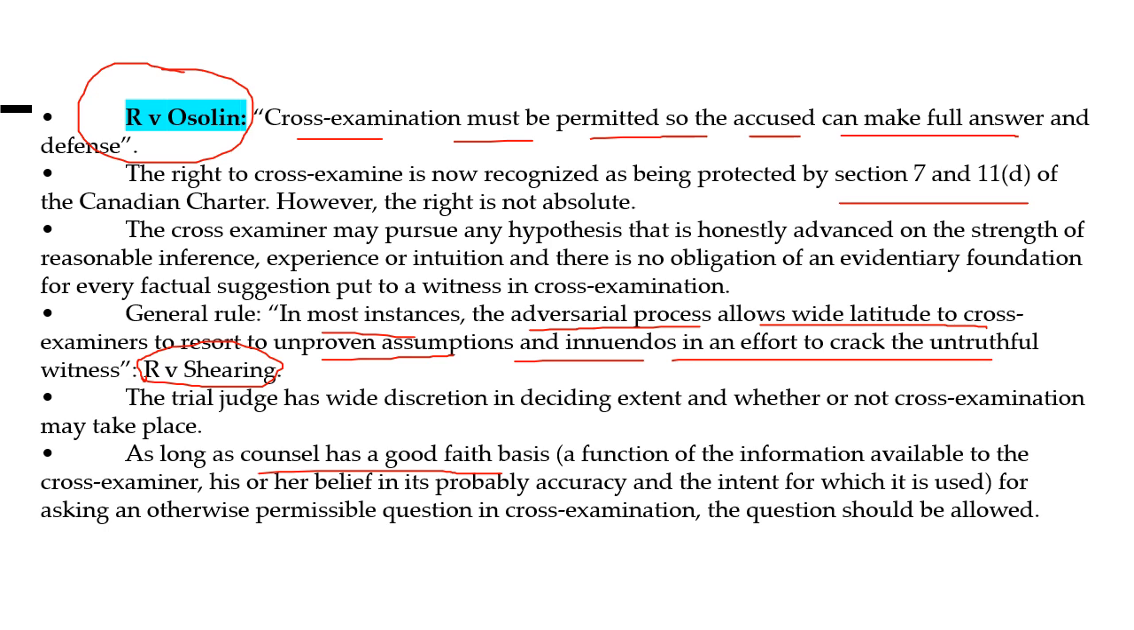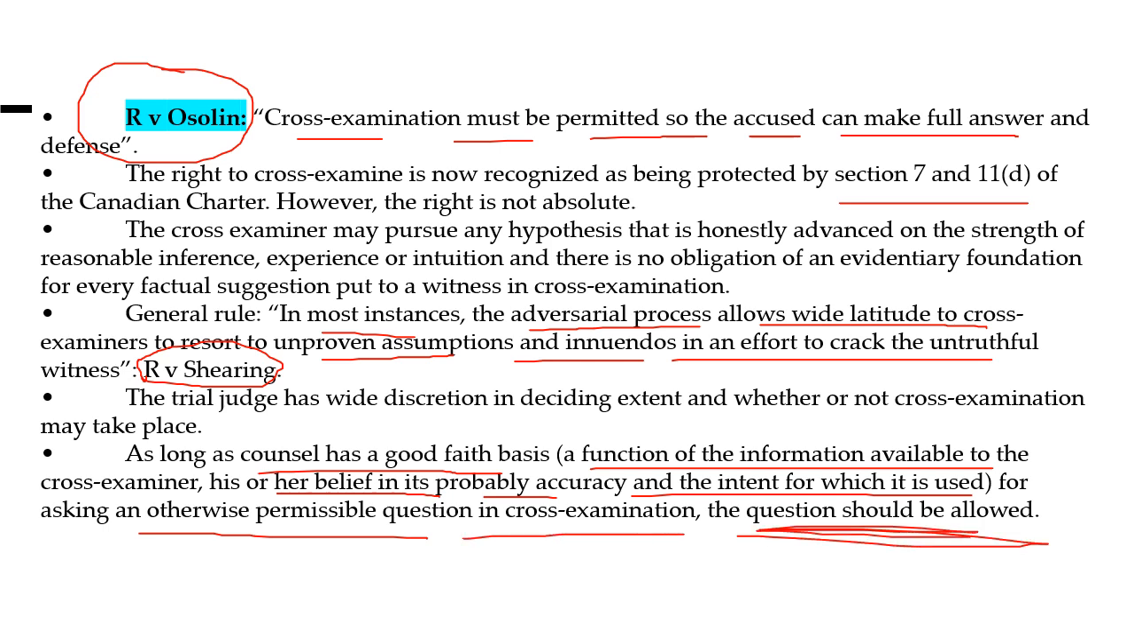As long as counsel has a good faith basis, a function of the information available to the cross-examiner, his or her belief in its probable accuracy, and the intent for which it is used, the question should be allowed. So it's okay if you are resorting to unproven assumptions, as long as you are doing it within your authority as a lawyer, within a good faith basis, and within your zealous representation of making your client win the case. You are good to go.